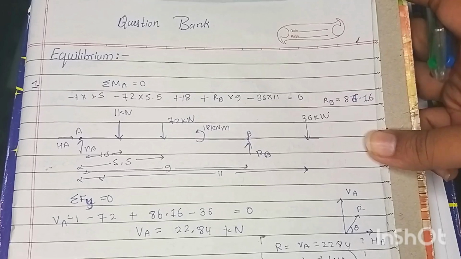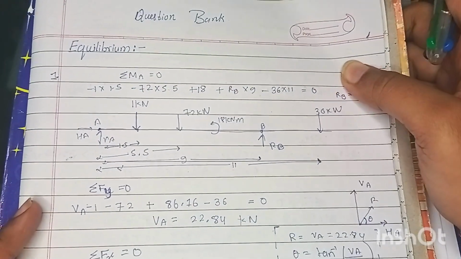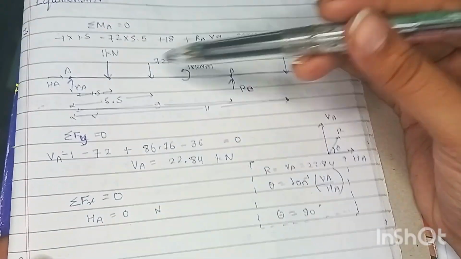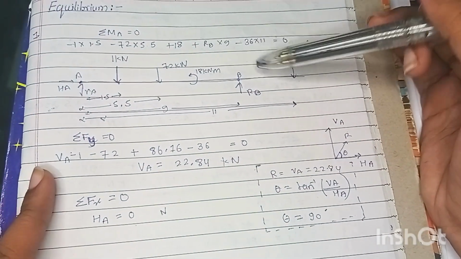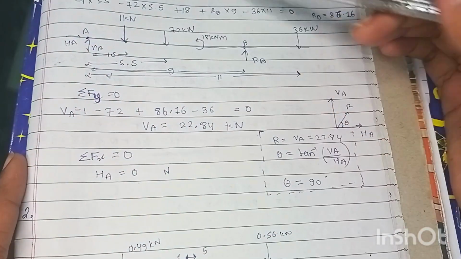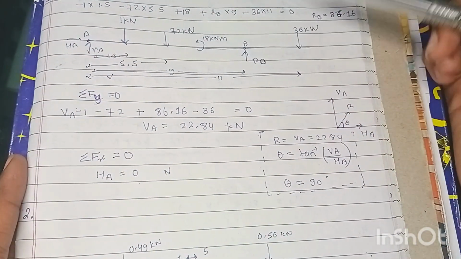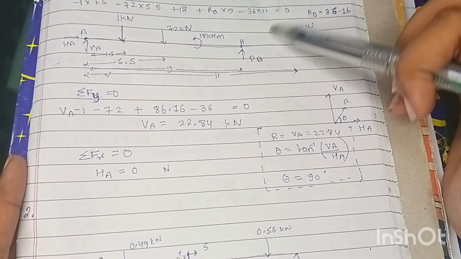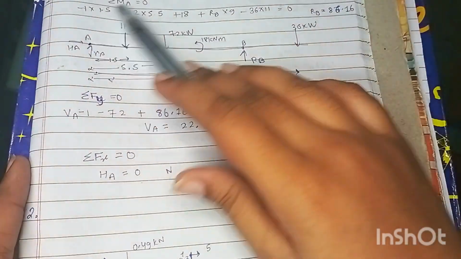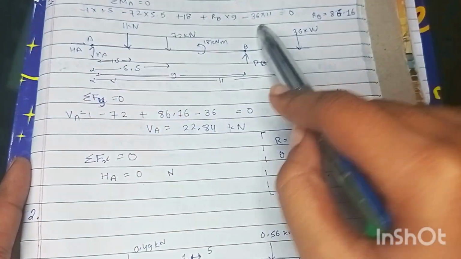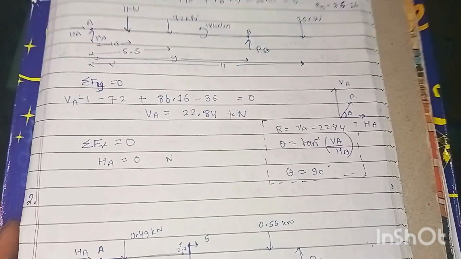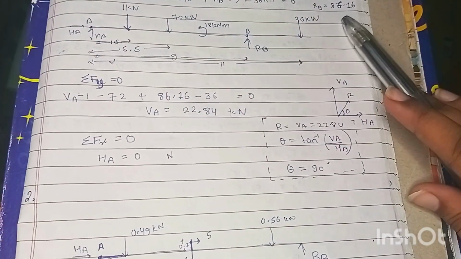I hope it's visible to you. I have drawn over here VA, HA, and the forces 1.5, 5.5 and 18 kilonewton meter, which is positive. Anti-clockwise is positive, this is also anti-clockwise, and this is clockwise. For the clockwise you have to consider negative signs. So force into distance, I have done here, summation of moment about point A is equal to 0. From here there is only one unknown, RB, and you will get the value of RB, that is 86.16.